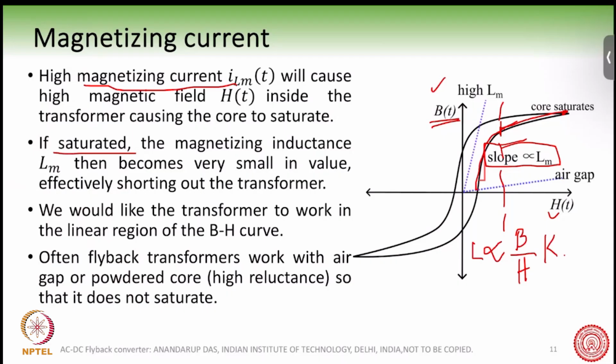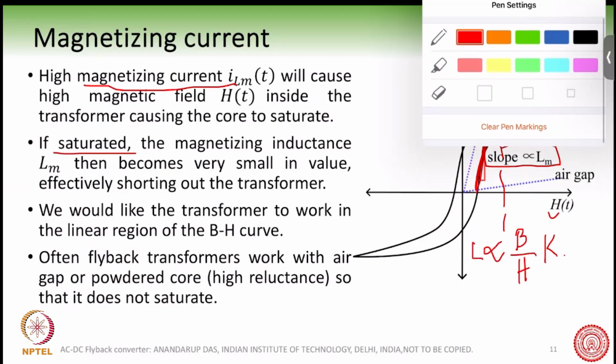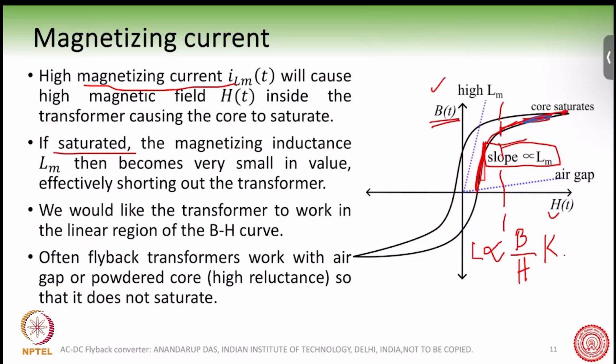So basically the slope here is high. The slope is high in this linear part, and it's constant. But in this region here, the slope is falling. And that is why the L value, when the transformer saturates, will fall down.